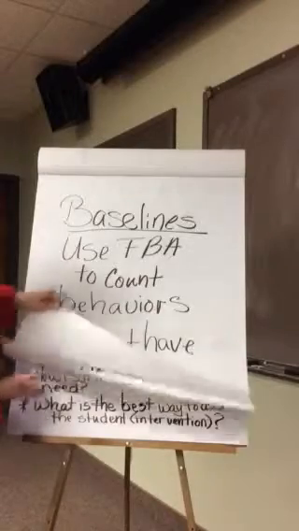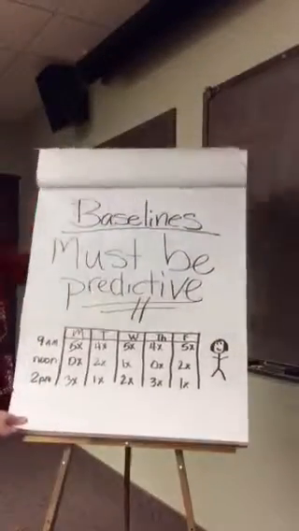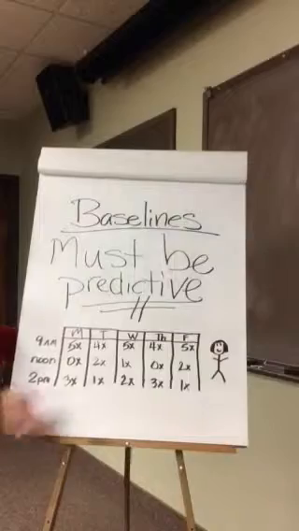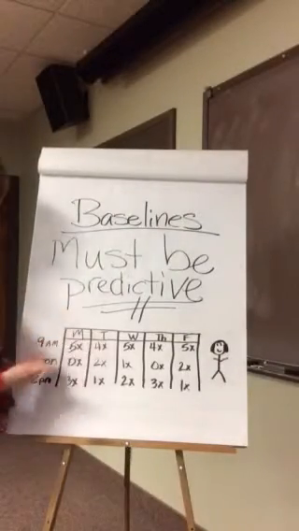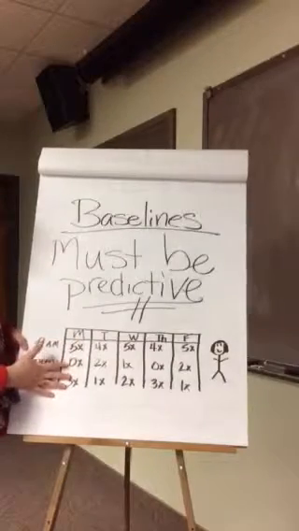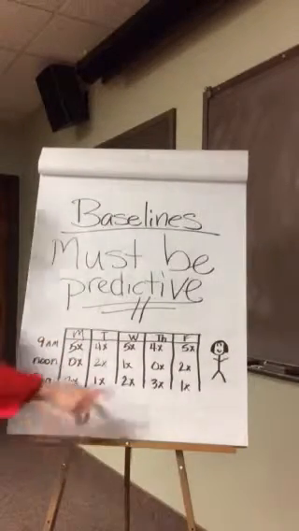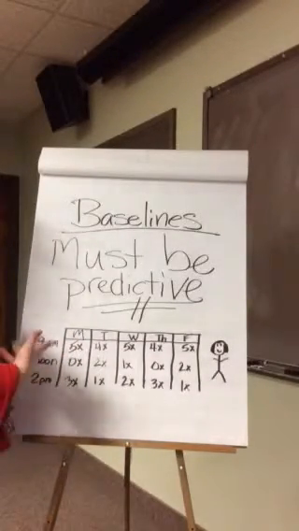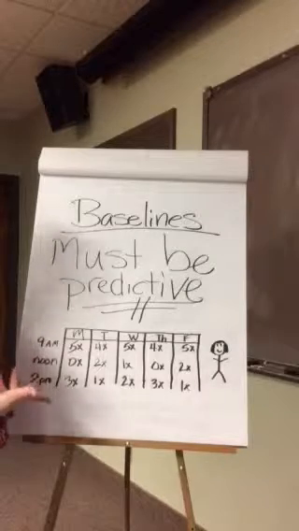See if I can turn the page. All right. You also have a baseline that must be predictive. For instance, I've created this lovely table. All right, so we're going to look at this. We have to find the one that's predictive.